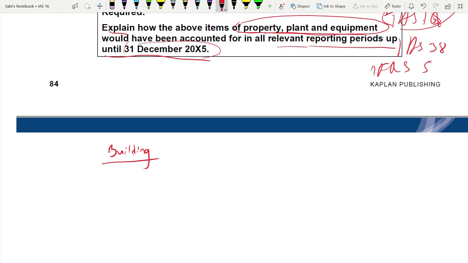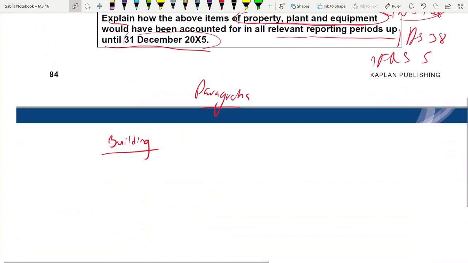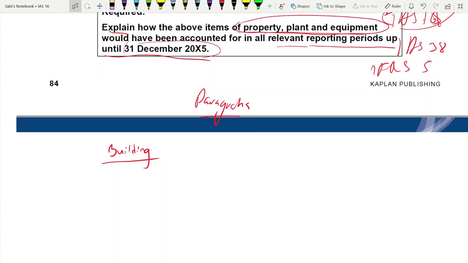Are you going to immediately start jumping and writing? What are you going to write about the building? How do you start? How do you end? So first decide how many paragraphs you have to write. This is a must in writing any excellent answers in your ACCA P level. Decide how many paragraphs you have to write under this. This obviously depends on the marks also, but here the marks are not given. But at least you should know what you are going to write about the building.